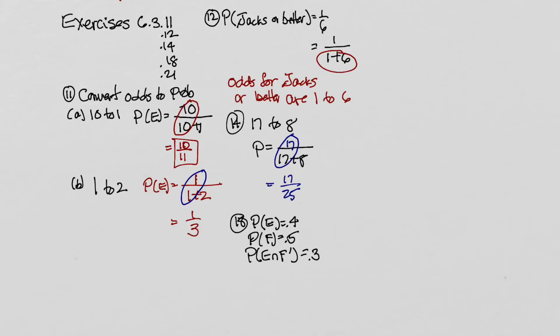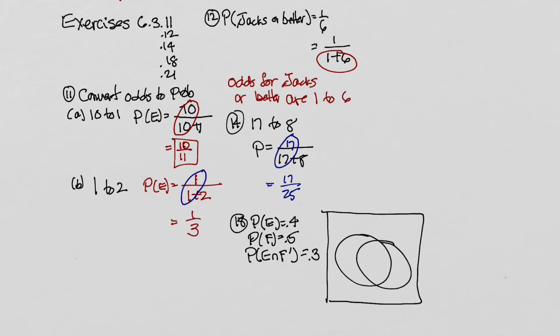In problem 18, here's what we're given. We are given that the probability of some event E is 0.4, the probability of some event F is 0.5, and the probability that E occurs and F does not is 0.3. And then we're asked some questions. So right up front, why don't we draw a Venn diagram and see if that'll help us out here. So I've got my 2 circles. Here's E and here's F.